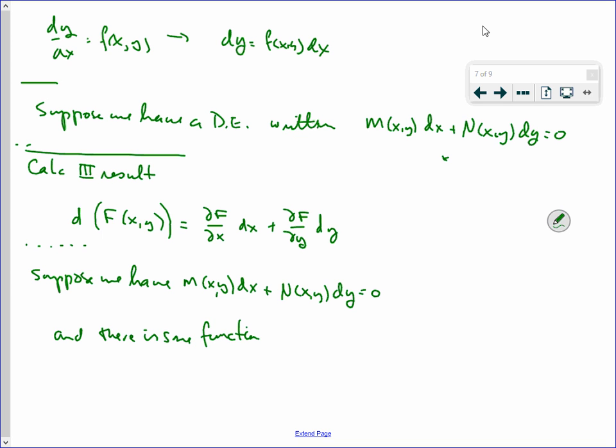We have some big function f of x y, with the partial of f with respect to x equal to the M function, and the partial of f with respect to y equal to the N function.